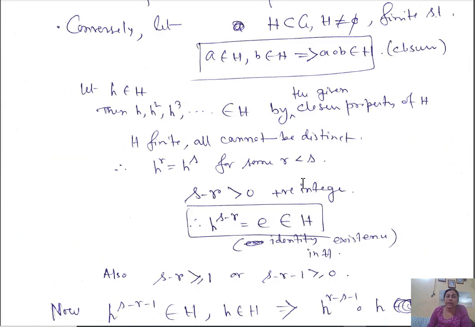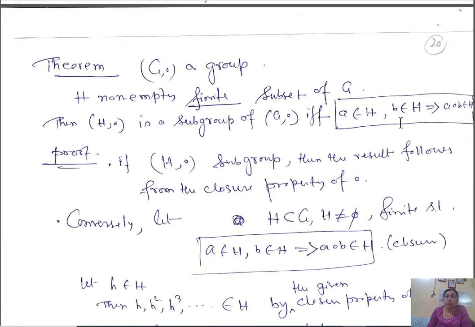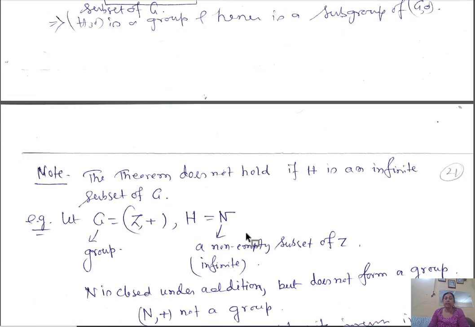So this result, that just showing the closure property makes it a subgroup, is an if and only if condition, provided the subset you are taking is a non-empty subset that is finite. If it is infinite, it may not hold. The example is this.